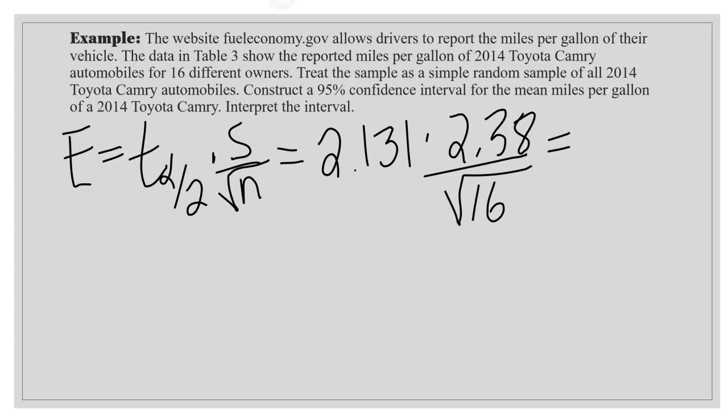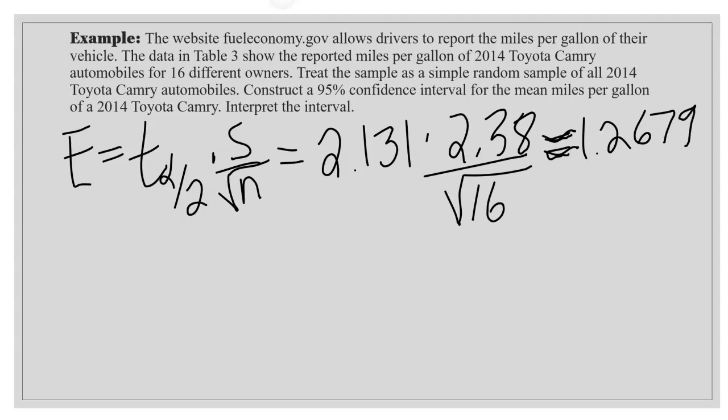So if we calculate that, 2.131 times 2.38 divided by 4, because the square root of 16 is 4, you get it to be approximately 1.2679. That's my margin of error.